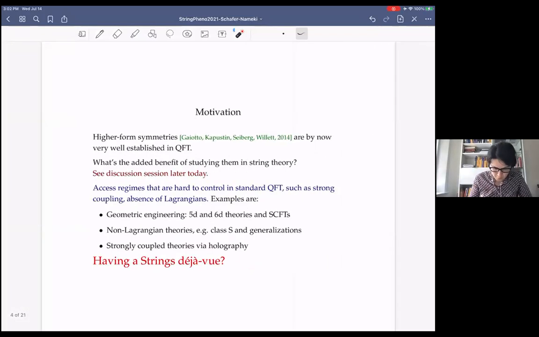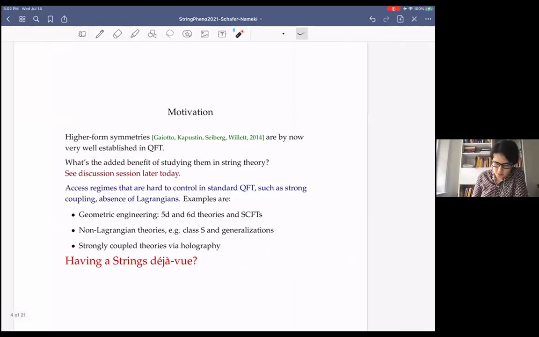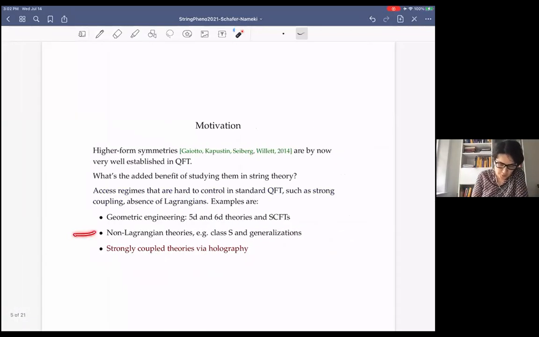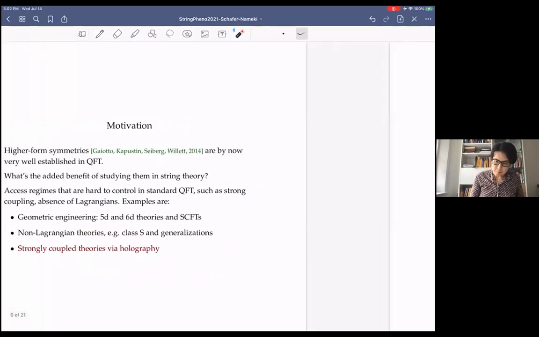Some of you might at this point think, I'm having a deja vu to 2 weeks ago at Strings, she was telling me exactly the same thing. Good news is I'm not going to focus on this part, but on the final part, which is the application to holography and how confinement can be elucidated in that context, and how higher form symmetries are a very powerful point of view if incorporated into the setup.